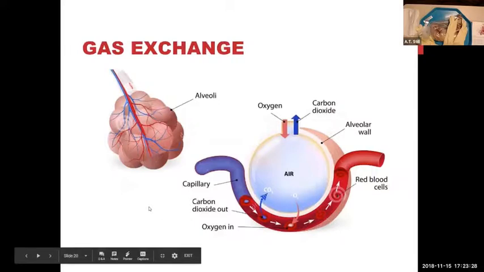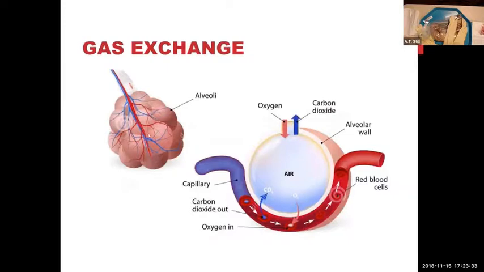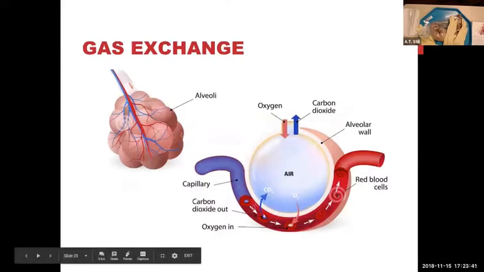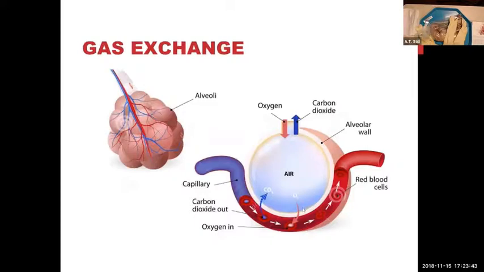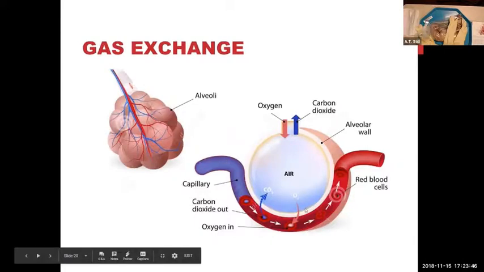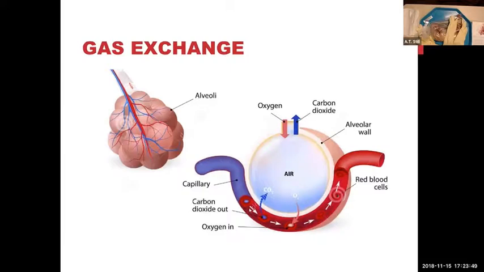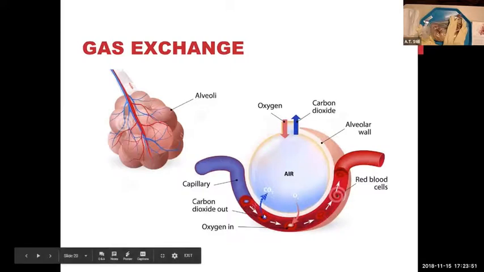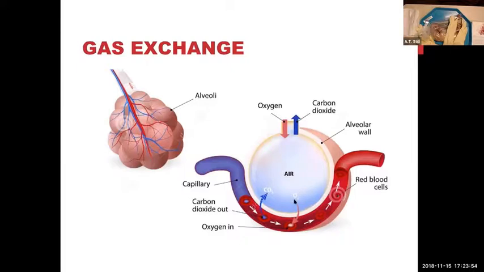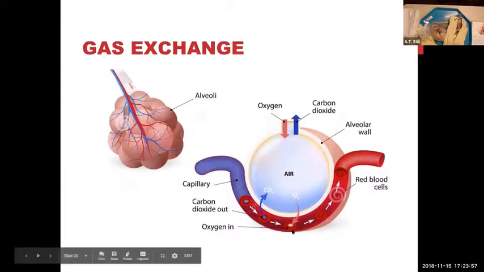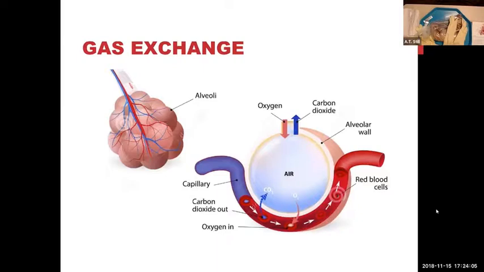Okay, so this is just another picture of the gas exchange in the alveoli. So we have the vessels that bring the blood to the alveoli. So this is our alveolus, and this is the vessel that's surrounding it. It's going to bring the deoxygenated blood. The carbon dioxide is going to come out of the blood and into the air. And then the oxygen is going to come from the air and go into the blood. And from there, it's going to travel through the blood into the rest of the body and get transferred to the tissues.